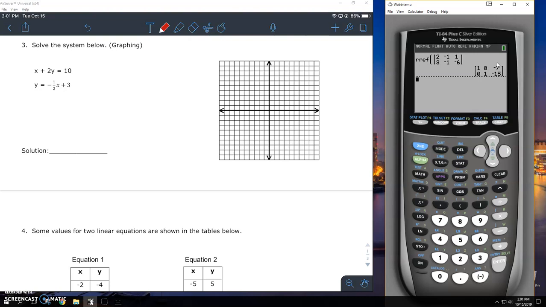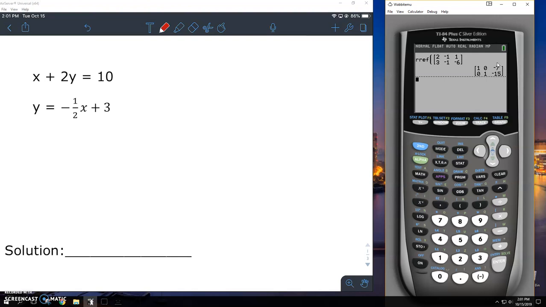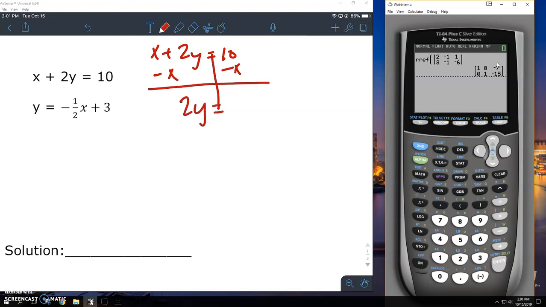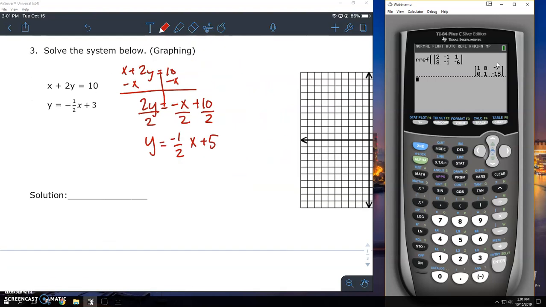Number 3, solve the system below, and this one wants us to use graphing. So again, I'm going to make sure that they're both in y-intercept form. So x plus 2y equals 10, I have to go ahead and solve for y. So I'm going to subtract x over. So I'm left with 2y equals negative x plus 10. And then I'm going to divide by 2. Make sure that you divide everything by 2. So I'm left with y equals negative 1/2 x plus 5.